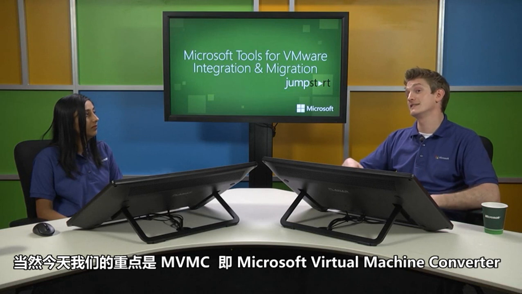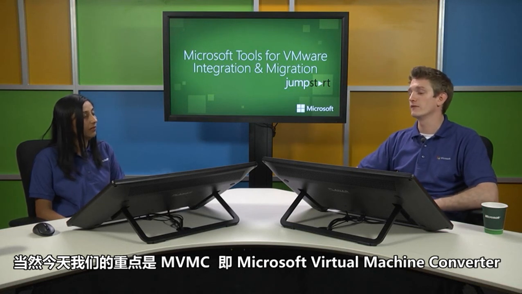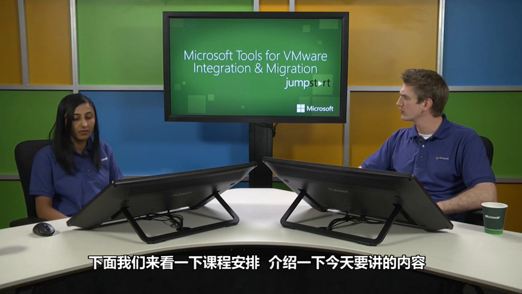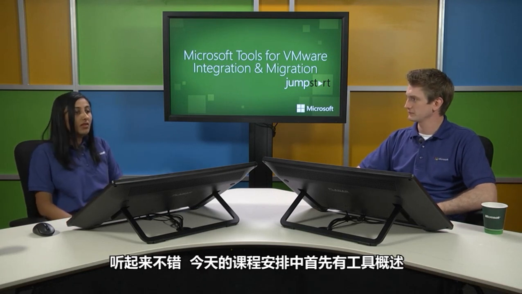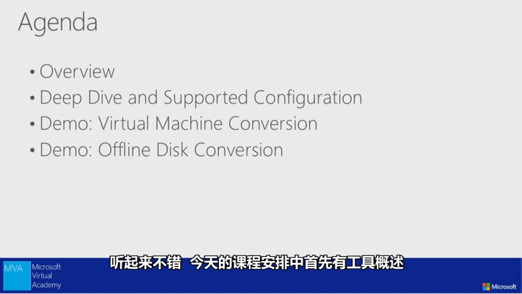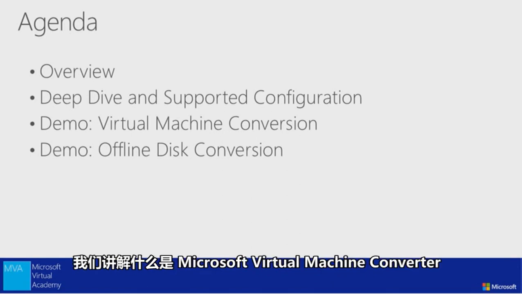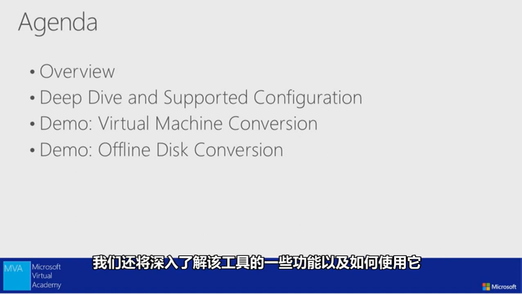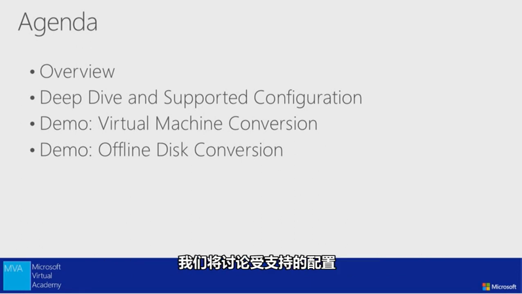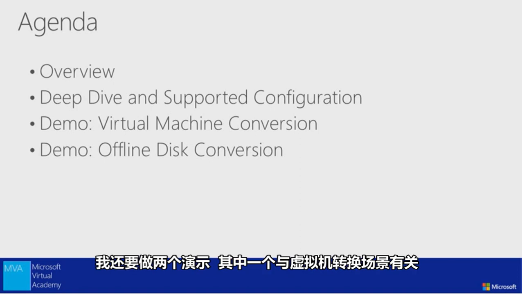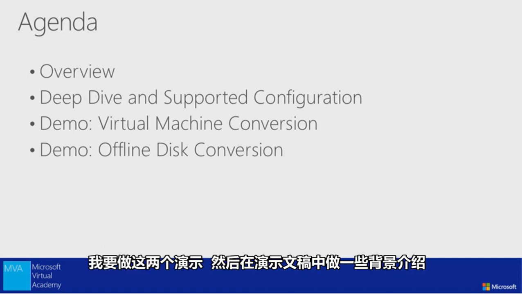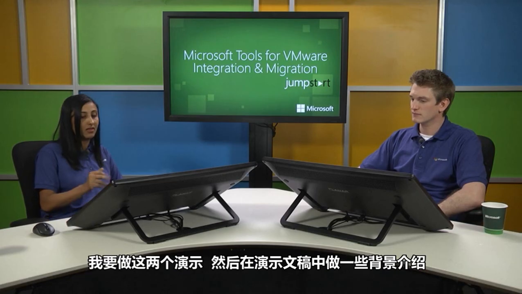Great. Well, of course, our focus today is on the MVMC, Microsoft Virtual Machine Converter. So why don't we move to the agenda and walk us through what we're going to be covering today? Sounds great. As part of the agenda today, what we have is an overview of the tool. We're going to be talking about what is this Microsoft Virtual Machine Converter. We're also going to take a little bit deeper dive and understand some of the capabilities of the tool and how you can use it. We're going to talk about supported configuration as part of that. I'll also be doing a couple of demos today. One of them is about the virtual machine conversion scenario, and the other one is the offline disk conversion. I'll be showing both of these at the end of the presentation to set some context.